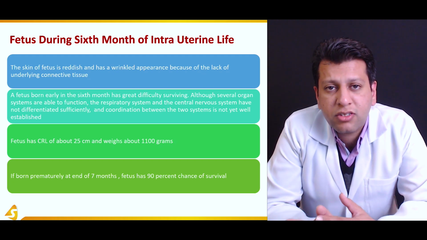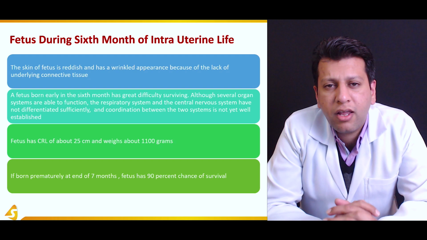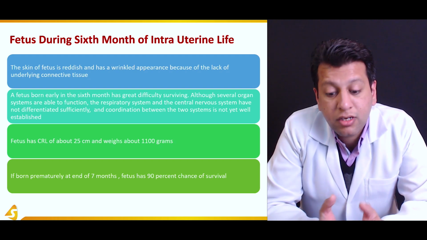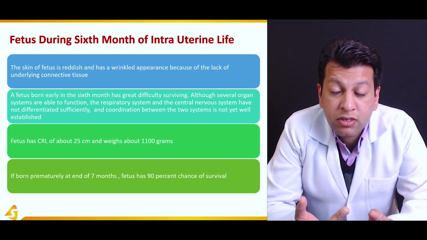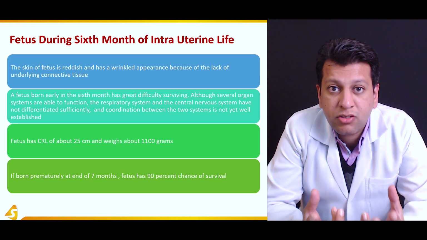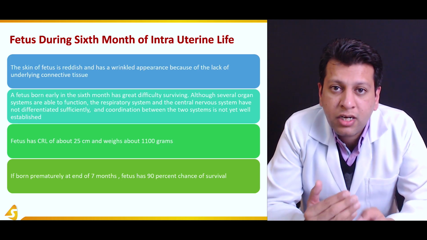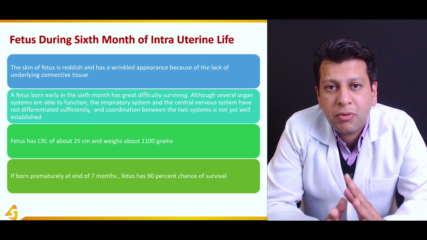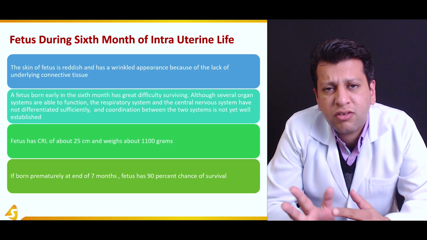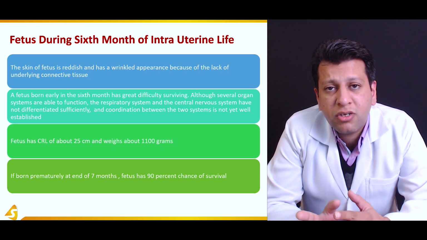There is a chance that it survives, but by 6 months it is highly unlikely, not because the organs have not developed. Development of organs is one point, but their internal connections, which make them work together synchronously as one unit, are yet to be achieved. As a result, if the baby is born prematurely at the age of 6 months, it usually doesn't survive.